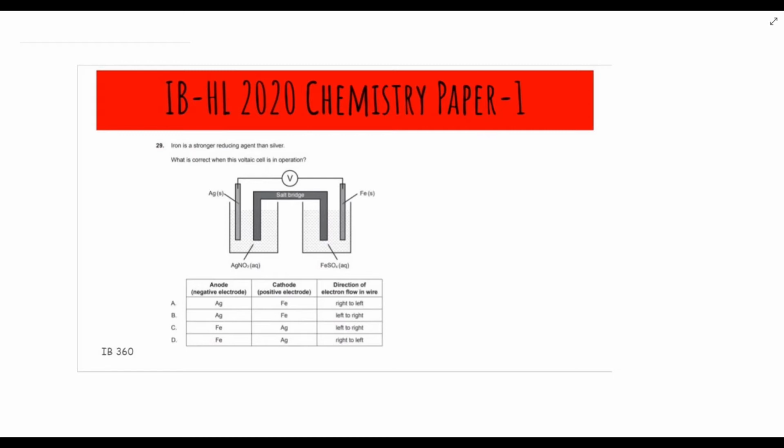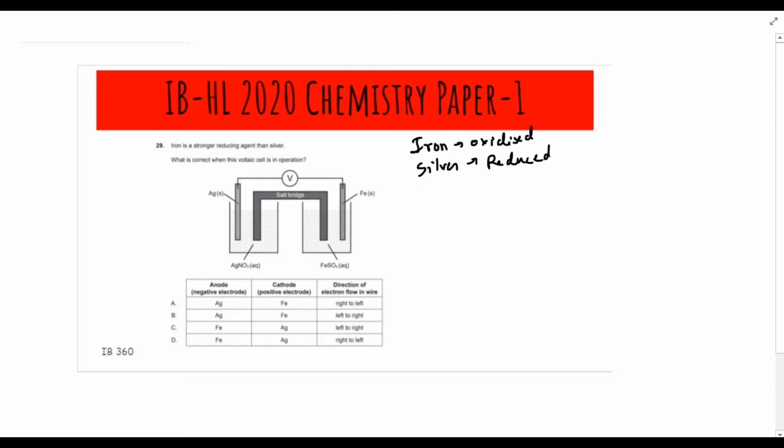Now let's continue with question 29. In this question, it says that iron is a stronger reducing agent than silver. What is correct when this voltaic cell is in operation? So we need to find out which one will be the anode, which one will be the cathode, and what will be the direction of flow in the wire. So again, to solve this question, iron is a stronger reducing agent than silver. That means iron is the reducing agent here. So basically, iron is getting oxidized, while silver is getting reduced.